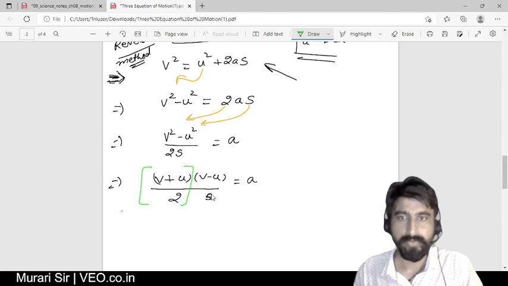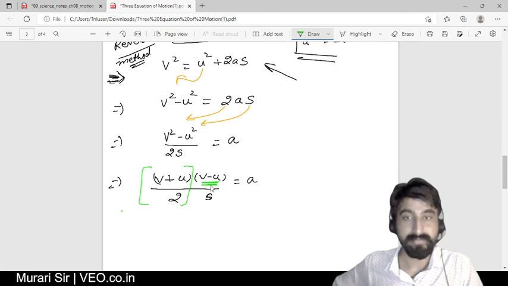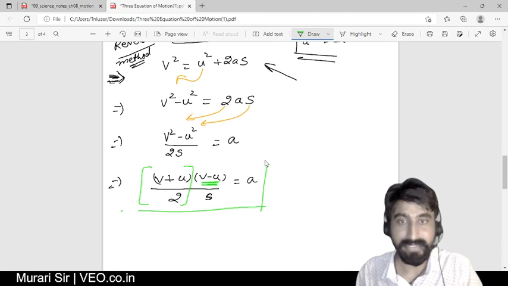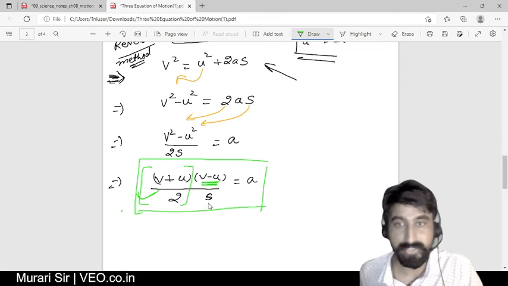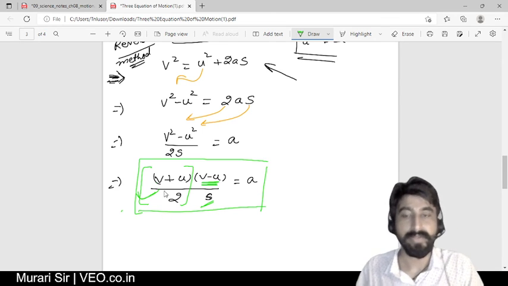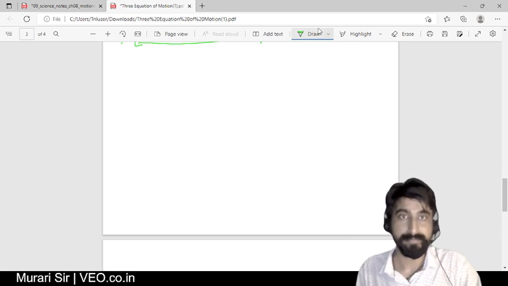So what is this? This is v minus u. Remember the first equation, v minus u is equal to at. But that is again a, but we can't take it. So just understand this part, that acceleration here is the average velocity, using the first equation, and this is the displacement. So you can understand there are two concepts here that we have to build.